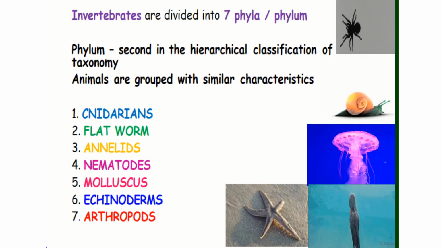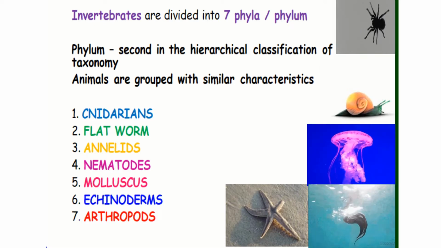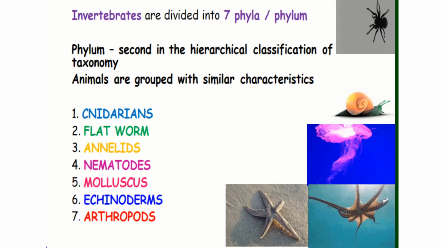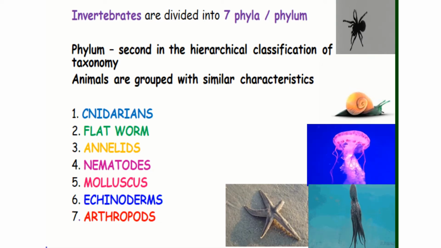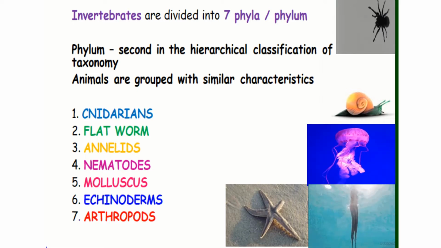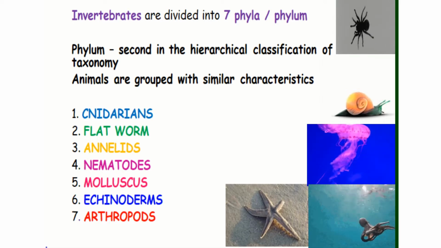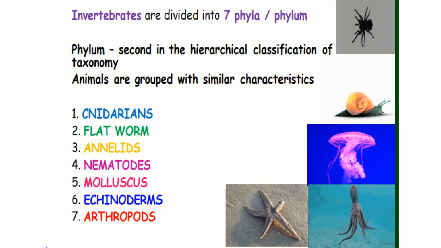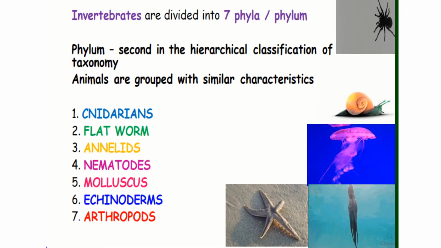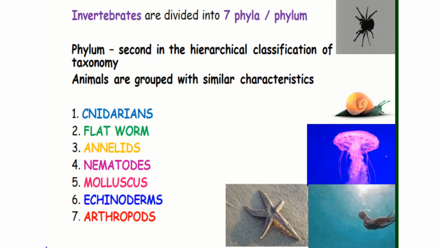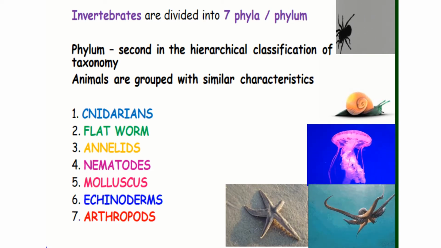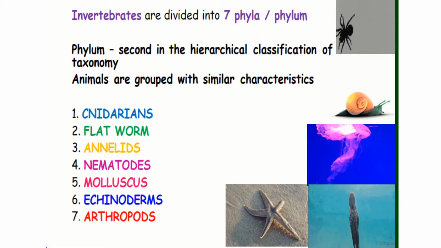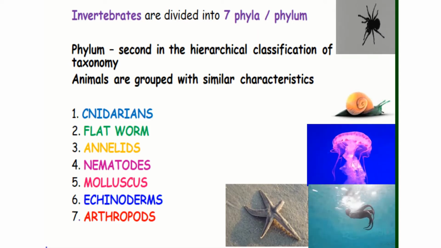Certain animals can walk with 4 legs, certain animals can walk with 8 legs. So all these animals are grouped together, forming a phylum. So when the group is singular, it is phylum. When we have many groups, we call it phyla. So invertebrates are divided into 7 phyla. What are they? Let's see.